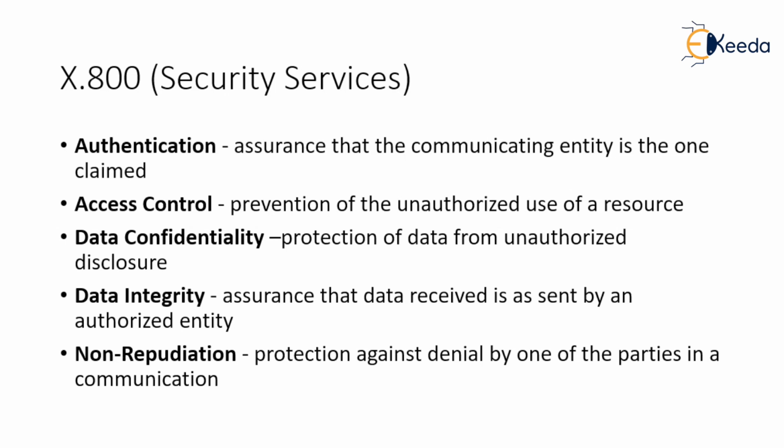Non-repudiation is protection against denial by one of the parties in the communication. That means if Alice and Bob are communicating amongst themselves, and Alice has sent a message to Bob, but Alice denies the fact that she has sent the message to Bob. That means any one of the entities or parties is denying sending a message which it has already sent.